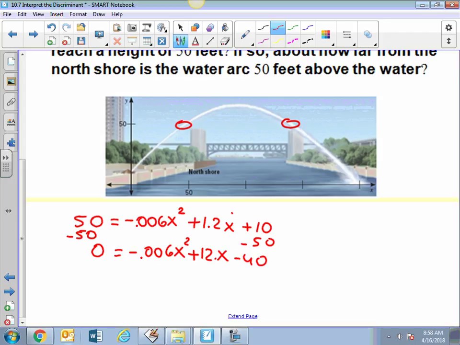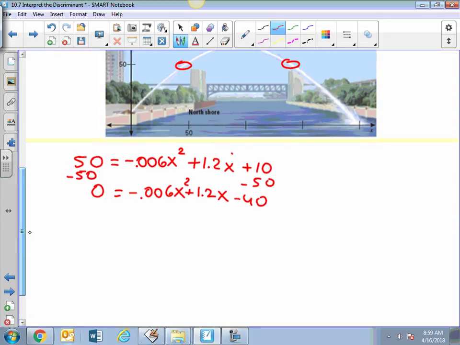Okay, so that puts me in a good position. I put the decimal in the wrong spot there. Okay, so now I can go ahead, first off, and test the discriminant. That'll answer the question whether or not it hits 50 feet. The second question then would be, where does it actually hit 50? We can find that out, if it does have solutions, by using the quadratic formula. So let's go ahead and figure this out.